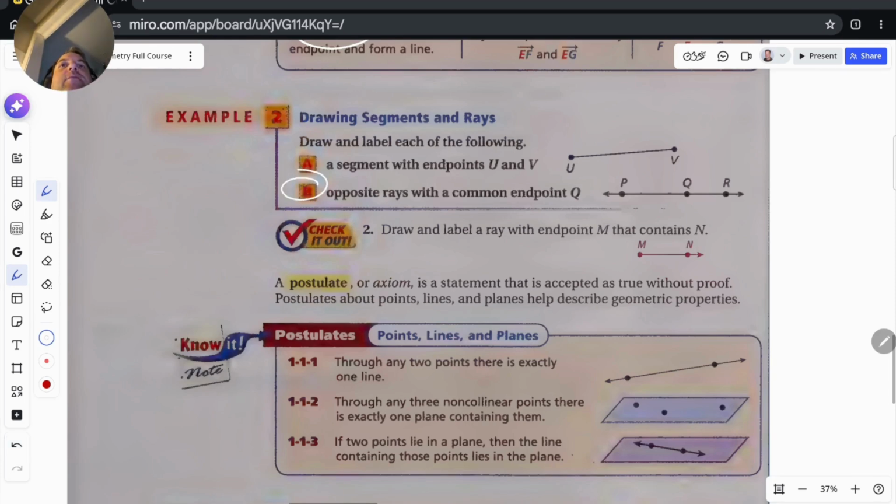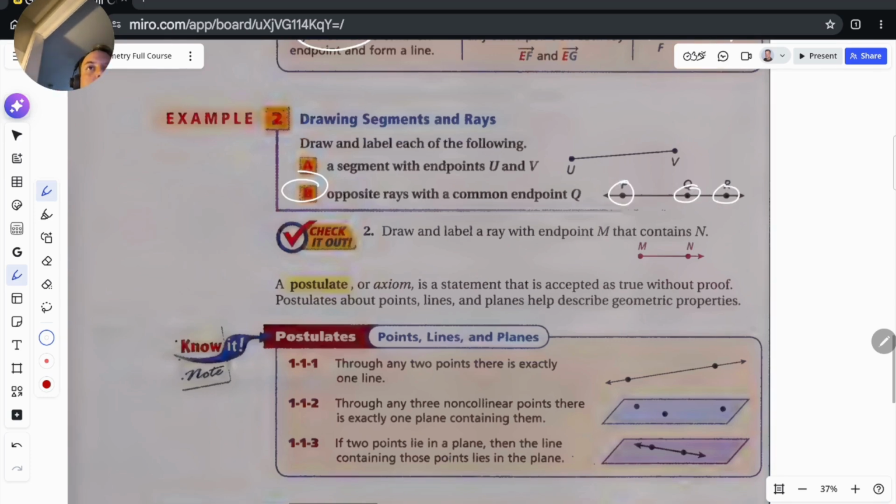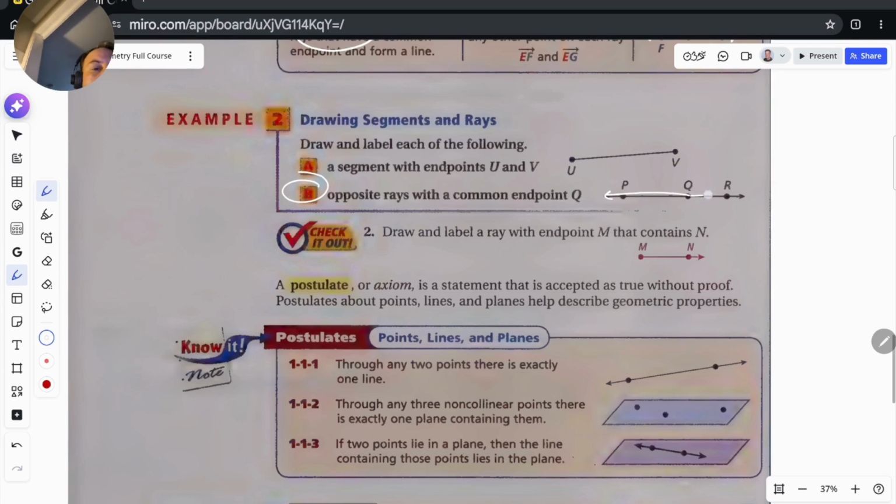Part B asks us to draw and label opposite rays with a common endpoint, Q. So remember, opposite rays share an endpoint and together they form a straight line. Now the textbook shows 3 points here, P, Q, R, on a horizontal line with Q in the middle. Q is our common endpoint. From Q, one ray goes left through P, and from Q, the other ray will go right through R. Together they form one straight line with arrows on both ends.